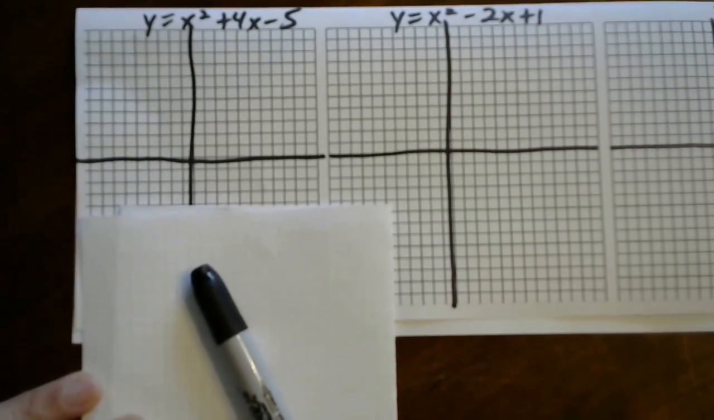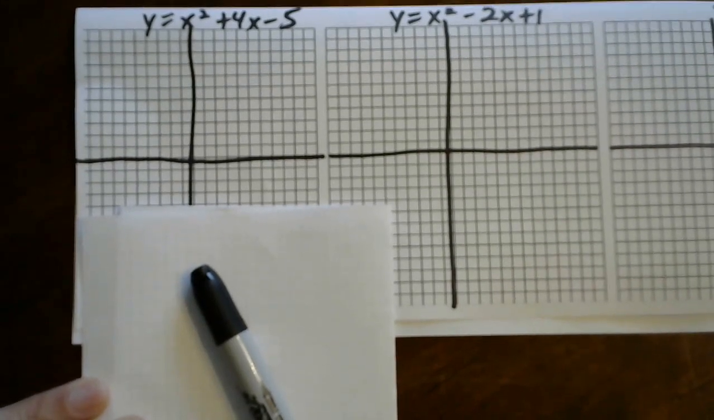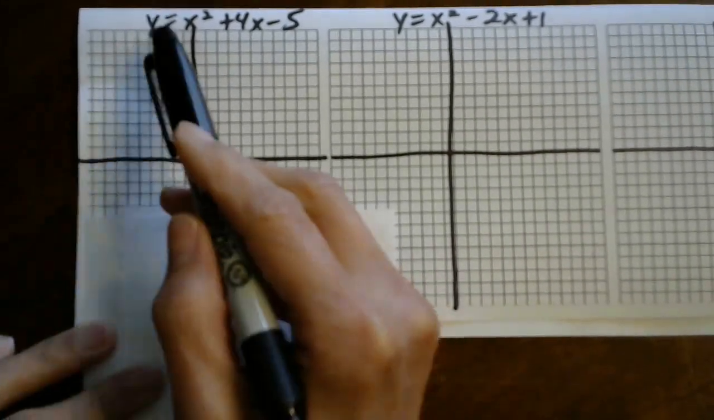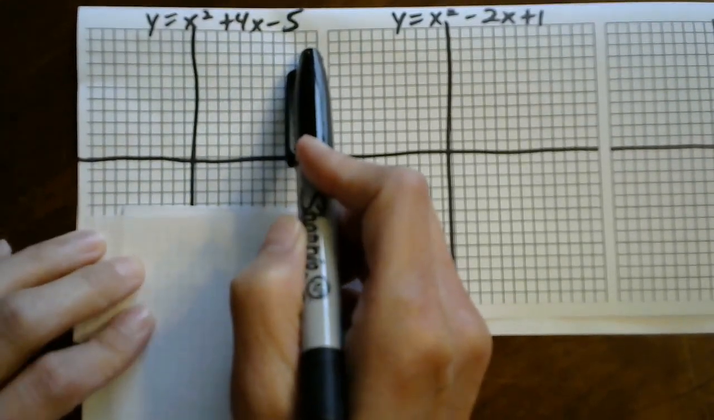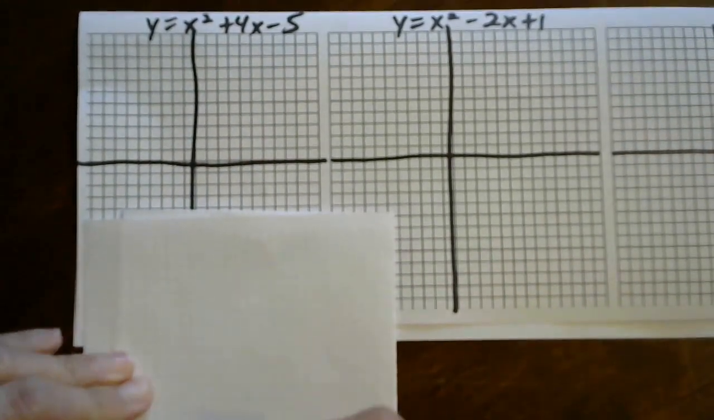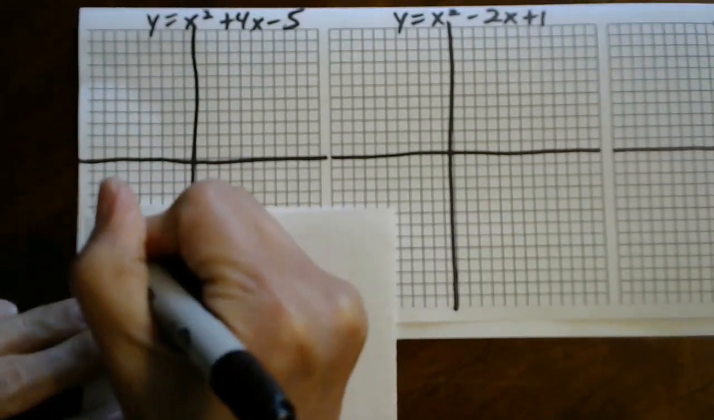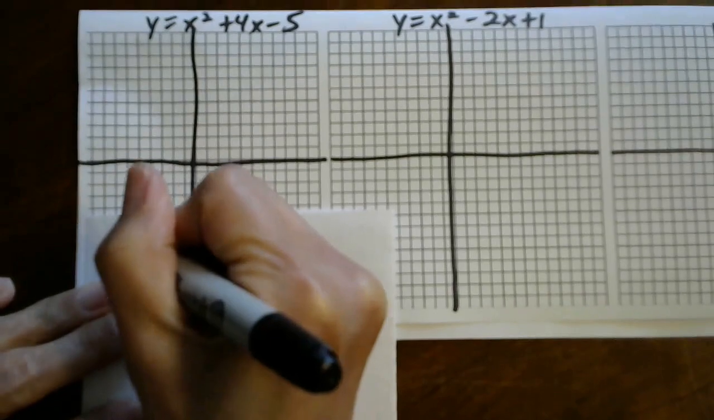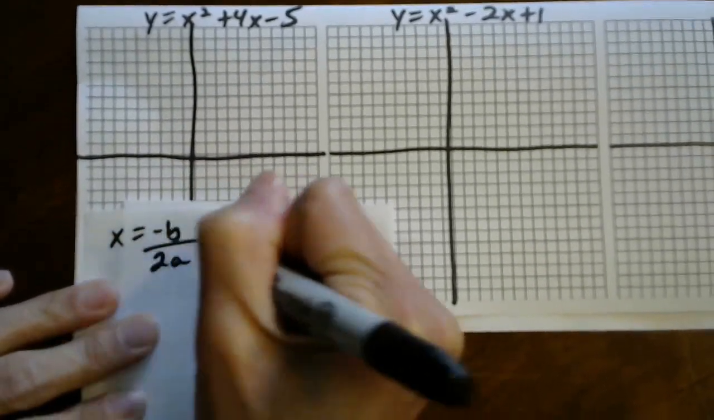We are learning about roots of quadratic equations, but first let's go ahead and review graphing quadratic equations. When I have one like y equals x squared plus 4x minus 5, we can begin graphing that by first finding the axis of symmetry. The formula for axis of symmetry is x is equal to negative b over 2a.